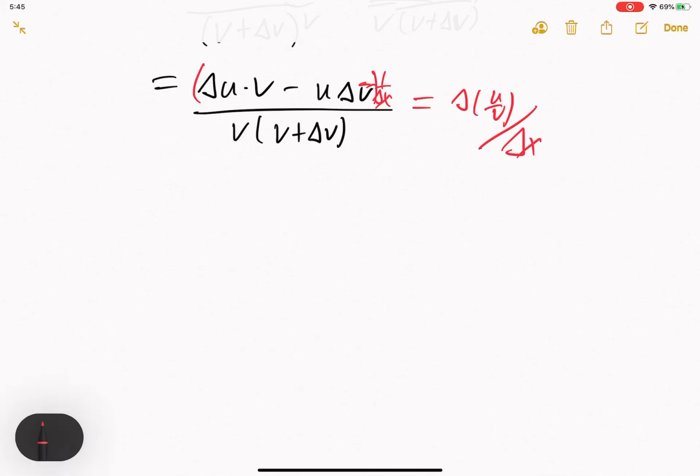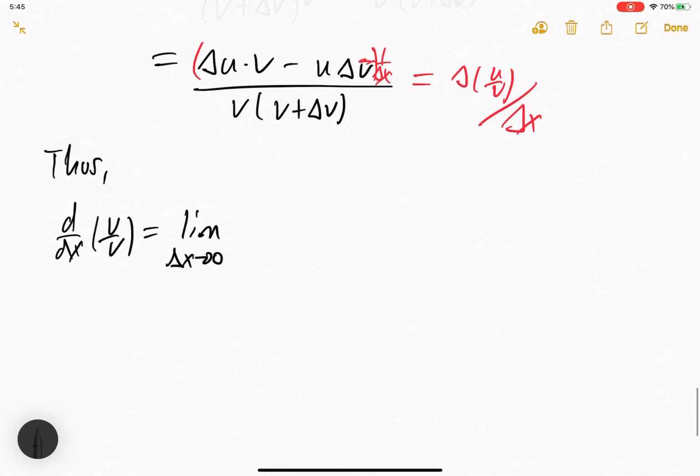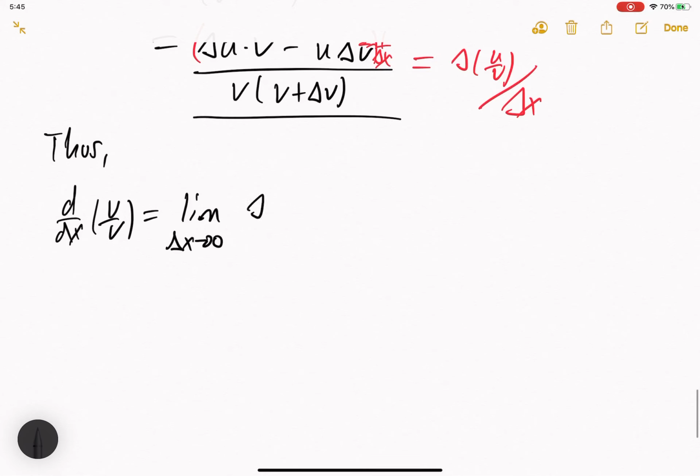Okay. So thus, once we do that, what we get is the derivative of u divided by v, which is equal to the limit as delta x goes to 0. And last time I explicitly stated this, and then plugged it in. This time I'm just going to immediately plug that in. Actually, let me write it just to be clear.